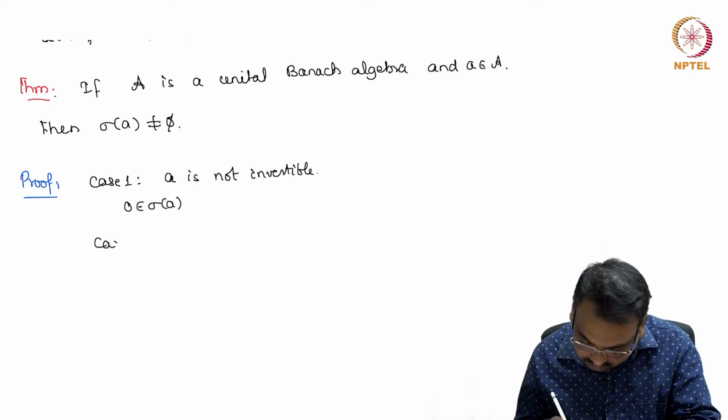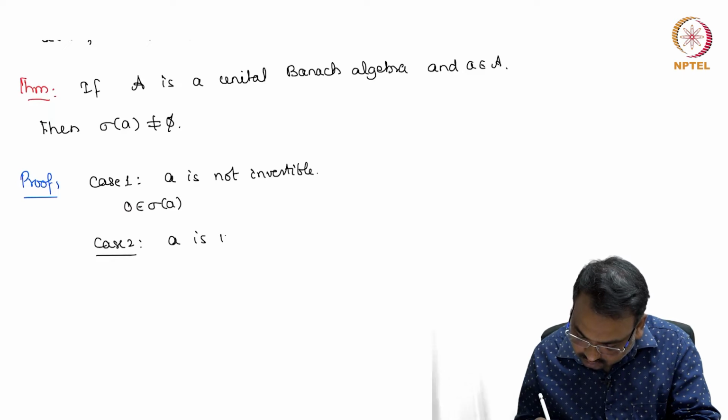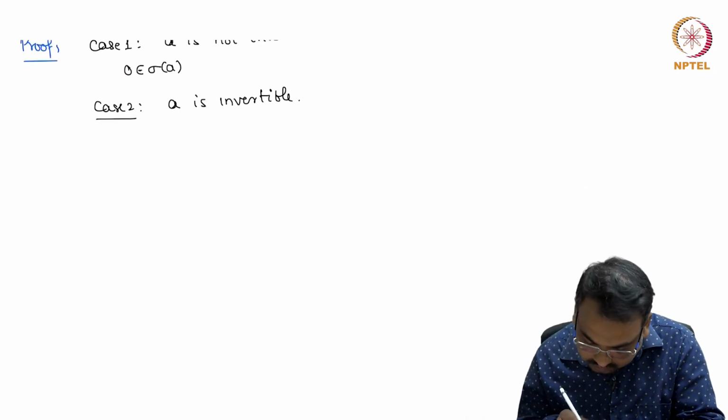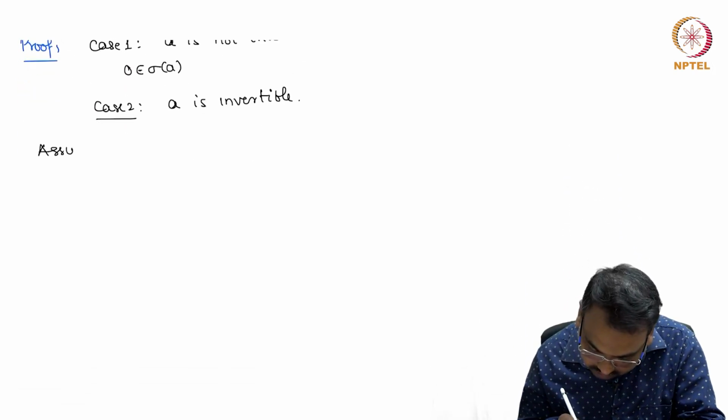So let us look at case 2. a is an invertible element. So let us assume that the spectrum is empty.